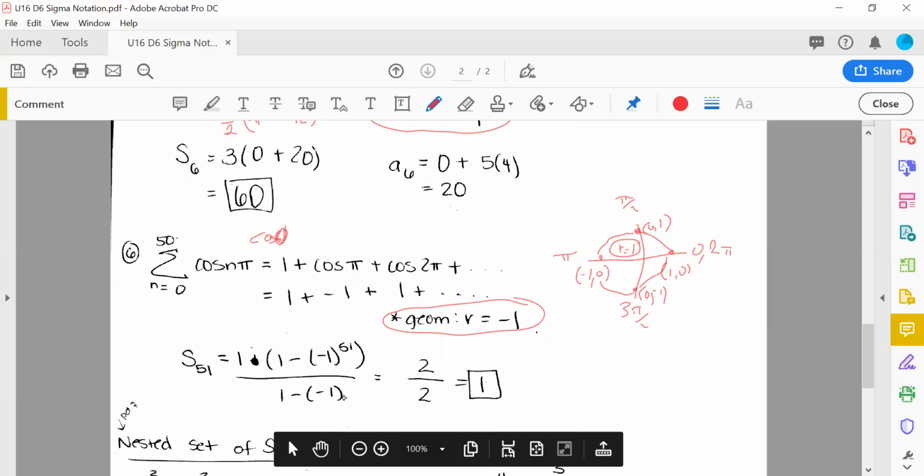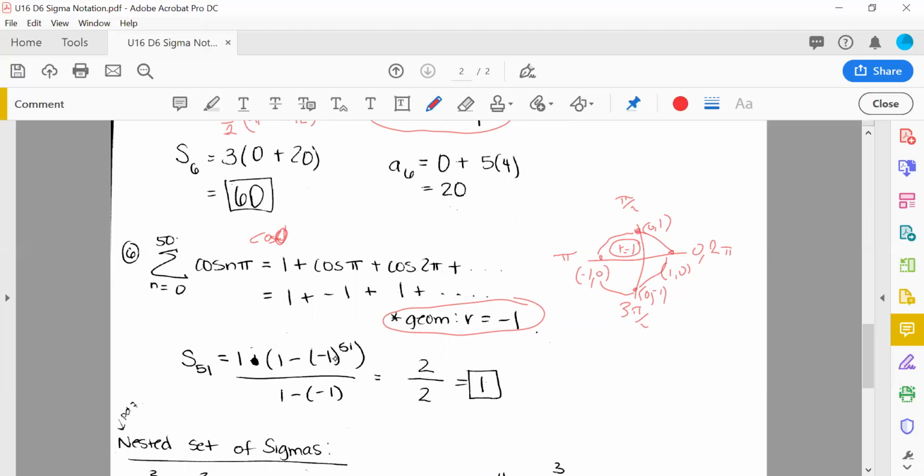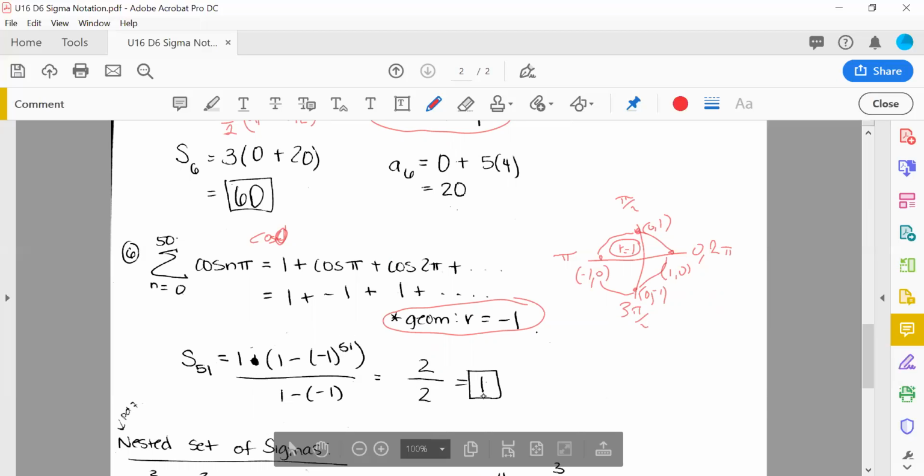All right, 1 minus negative 1 is positive 2. Negative 1 to the 51st power, that's an odd power, so this is negative 1. So 1 minus negative 1 is positive 1 plus 1, which is 2. 2 divided by 2 is 1. All right.